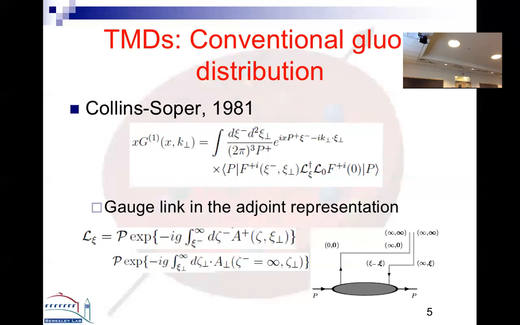Of course, the gauge link is in the adjoint representation as well. So in their mind, the gluon distribution only has one, so that's defined this way. So the gauge link in the adjoint representation, and the gauge link, of course, goes to either plus infinity or minus infinity, and then connects these two fields. So from that definition, you can immediately say that we do have a physical interpretation for this gluon distribution.